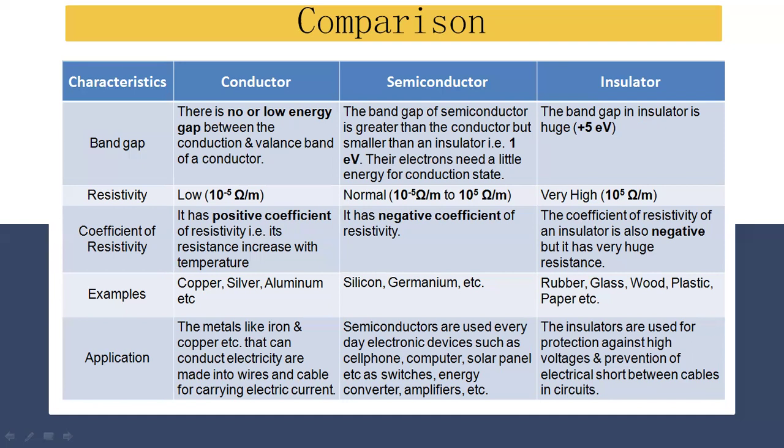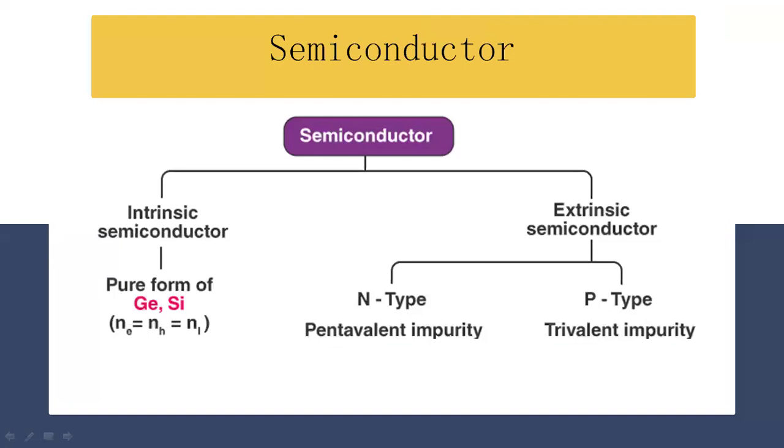Now, in basic electronics, we are going to work with semiconductor materials. This semiconductor material can be classified into two different types: intrinsic semiconductor and extrinsic semiconductor. Intrinsic semiconductors are the pure form of semiconductor in which we haven't added any impurities, such as silicon and germanium, where the number of electrons and the number of holes are the same.